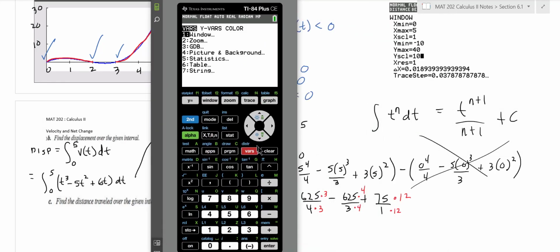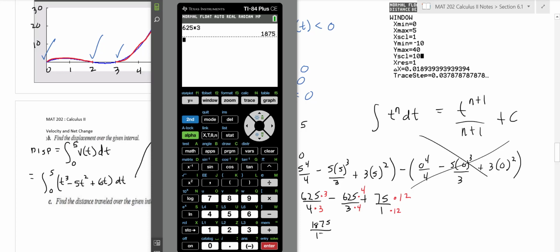Okay, so let's see. Numerically, I'm just going to do this. 625 times 3 is going to give 1875 over 12, minus, and then if we do 625 times 4, you can do stuff in your head, just do it in your head. We're in a world where we kind of get lazy about stuff like that now. And then 75 times 12 is 900 over 12.